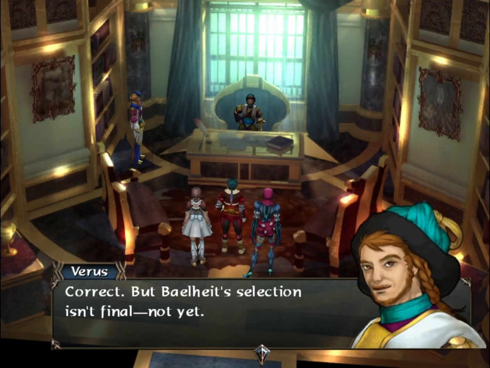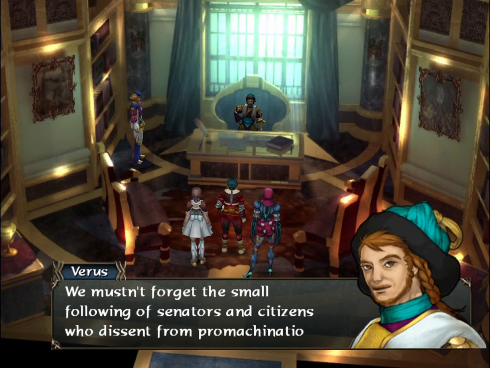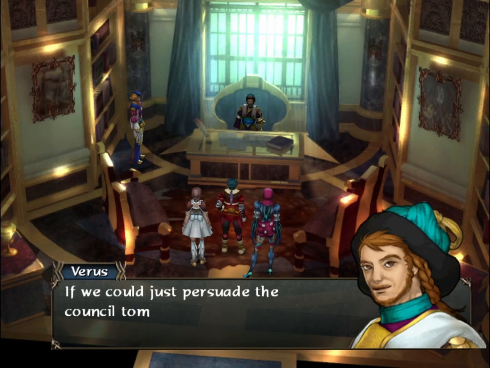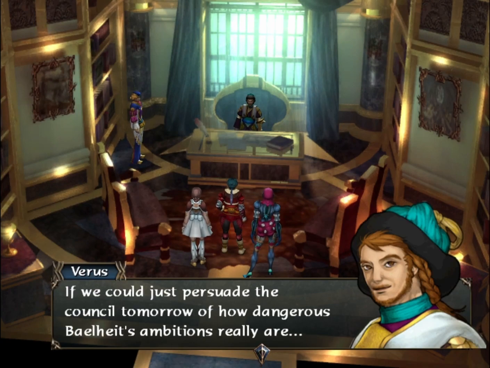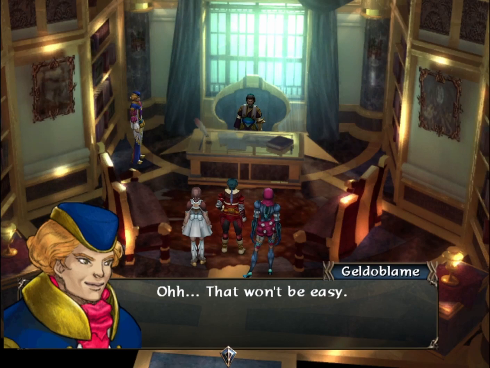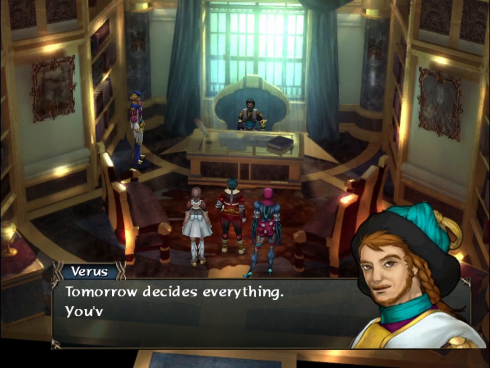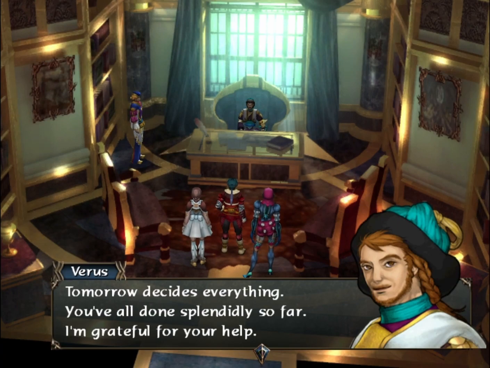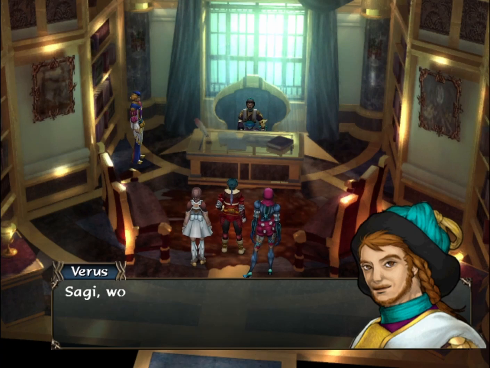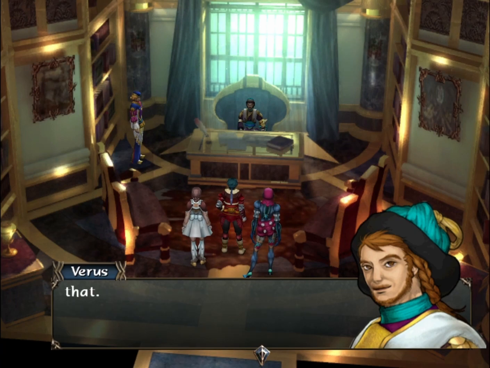Correct. But Baelheit's selection isn't final. Not yet. We mustn't forget the small following of senators and citizens who dissent from pro-machination. If we could just persuade the Council tomorrow of how dangerous Baelheit's ambitions really are. That won't be easy. Tomorrow decides everything. You've all done splendidly so far. I'm grateful for your help. Sagi, would you join me at the Council? I'd like you to tell everyone about what you've seen in your travels to other nations. Should it come to that.